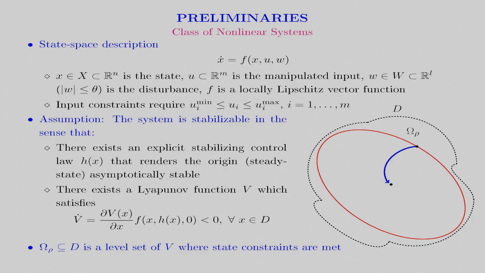Before I can discuss our modified control strategy, I will first go through a number of slides describing prior work on which our work builds. To begin, we will first be looking at a class of nonlinear systems with the following state space description. The time derivative of the state of the system is described to be a locally Lipschitz vector function of the states, inputs, and disturbances of the system. We assume the system is stabilizable in the sense that there exists a stabilizing controller h of x, which renders the origin asymptotically stable, and there exists a Lyapunov function satisfying the following condition. We define the level set omega rho to be the stability region, and it is the level set of V in which state constraints are met.